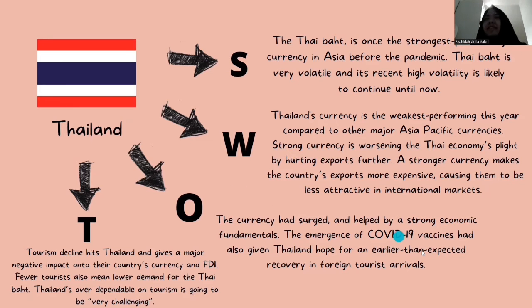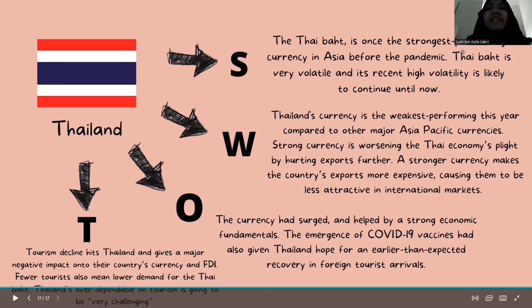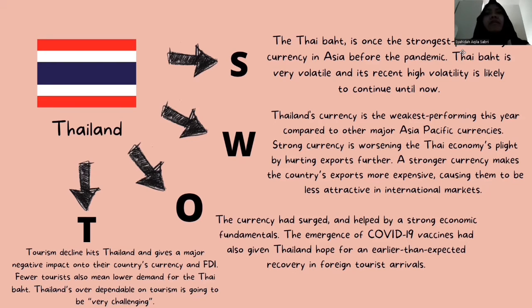Okay, now dia punya opportunities. The currency has surged and helped by a strong economic fundamentals. The emergence of COVID-19 vaccines had also given Thailand hope for an earlier than expected recovery of foreign tourist arrivals. Okay, ni yang cerita dulu-dululah masa COVID dulu, ada dia buat vaksin ni to seorang pesakit COVID and dia recover cepat. So starting from then orang macam yakin nak pergi Thailand. Orang luar yakin nak masuk Thailand because dengan adanya vaksin ni. So that is one of the opportunity untuk dapatkan the foreign direct investment.